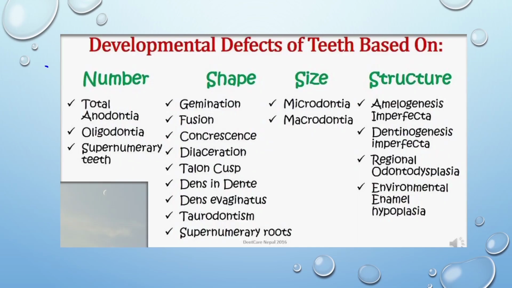We studied tooth development a little briefly so that we can understand the abnormalities related to the tooth. We will continue from here in the next lecture about the dental anomalies. There may be abnormality in the number of teeth, abnormality in the shape, abnormality in the size, and abnormality in the structure.